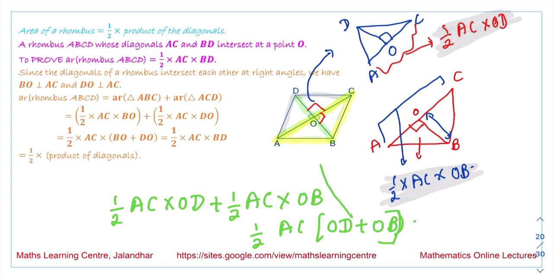Now what is OD plus OB? This is DB. So the final formula we get is 1 by 2 into the product of the diagonals. AC is one diagonal and BD is the second diagonal.